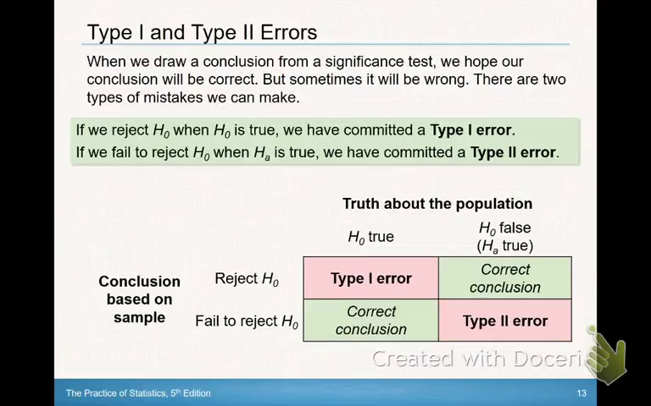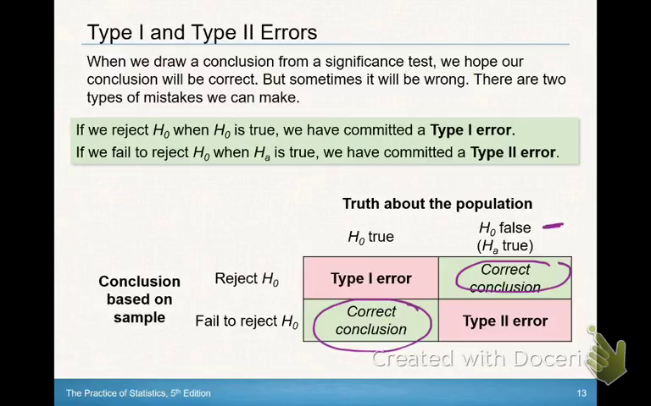So, our conclusion, based on a sample, is that we could reject H sub 0. If H sub 0 is actually true, that's a type 1 error. If we reject H sub 0, but H sub 0 is false and H sub a is actually true, we've made the correct conclusion. If we fail to reject H sub 0 and H sub 0 is true, then we have the correct conclusion. A type 2 error occurs when we fail to reject H sub 0, but H sub 0 is actually false. That's a type 2 error.